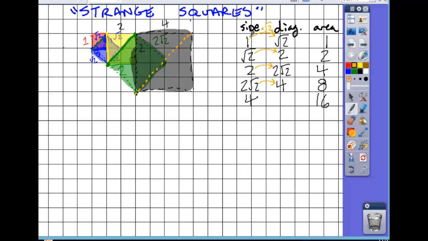Okay? That's true here, here, here, and here. Every one of these sides times the square root of 2 equals its corresponding diagonal. So we can just multiply this by the square root of 2, and that's what we're going to do. So here we have 4 root 2.